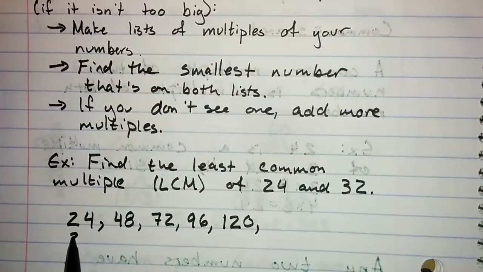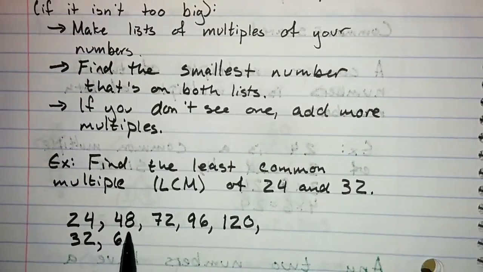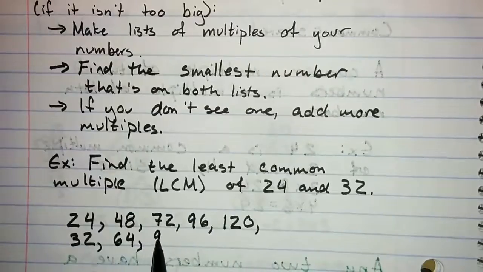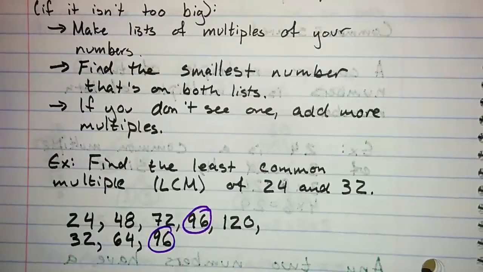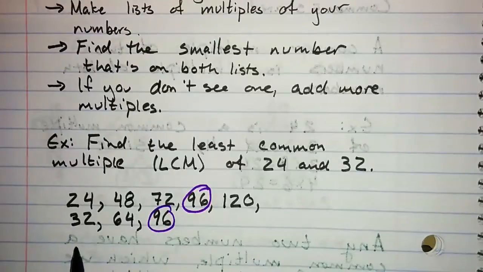Multiples of 32. Well, 32 is there. Nothing in common yet. 32 plus 32 is 64. Still nothing in common. 64 plus 32 is 96. Oh, that's on both lists. 96 is on both lists, and it's the first number that is, so it's the least common multiple.